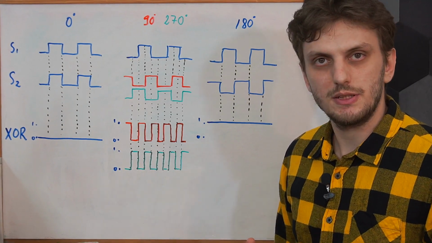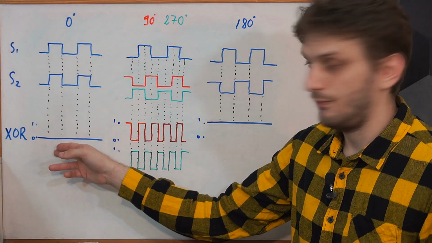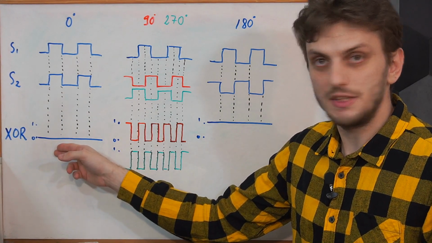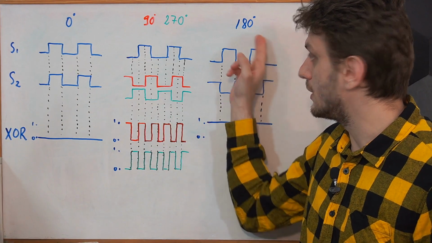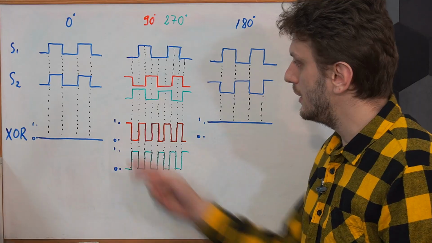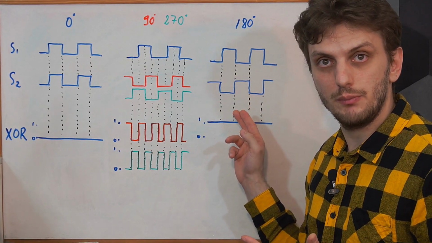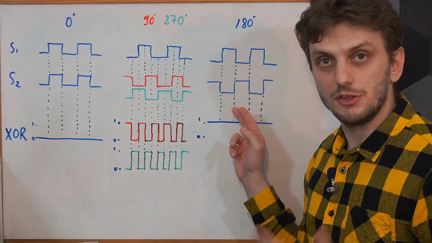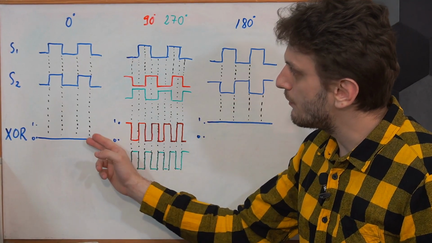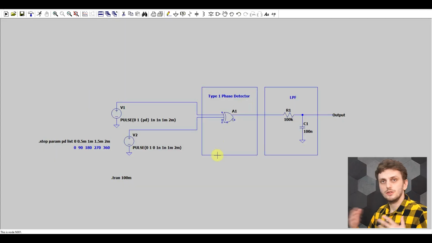So this is a type of phase detector that will give a minimum value at 0 degrees. If you start to increase the phase difference, it will increase up until 180 degrees, when it's at maximum. And then if you increase the phase more, it will start to decrease again up until 360 degrees, or again 0. So to quickly try this circuit out, I prepared an LTspice simulation.